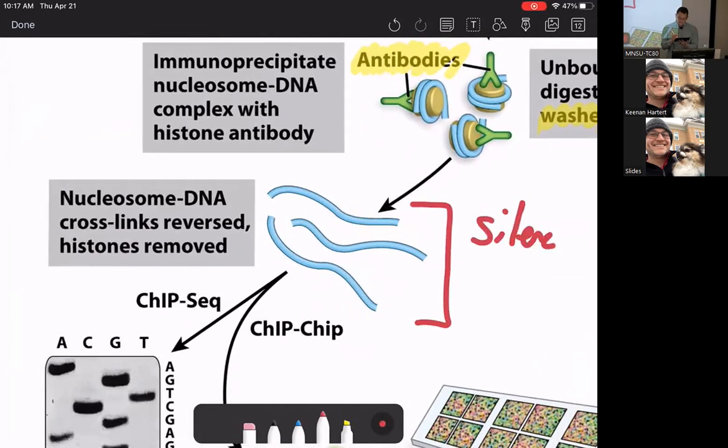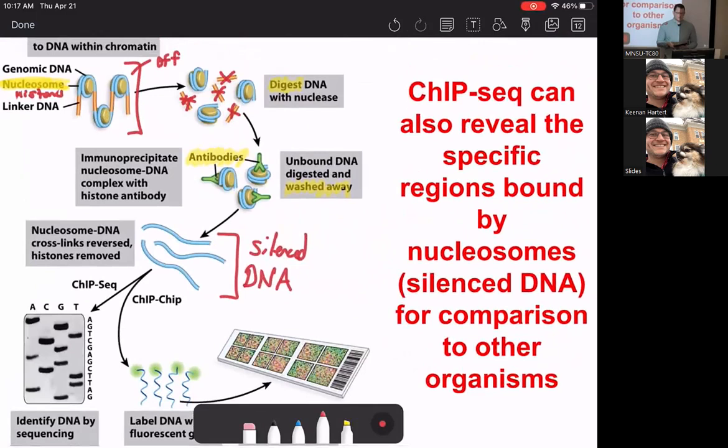This was DNA that was always silenced, right? This was always what was grabbed by the histones. Basically, all the stuff at the bottom is you just sequence that DNA, and that's it. So, ChIP-seq, if you want to know regions that are silenced, that's the role. Regions that are bound by a protein. Regions of DNA that are interacting with protein.